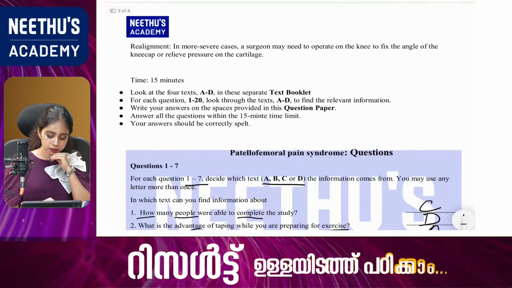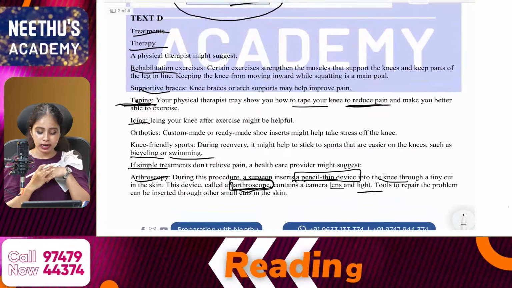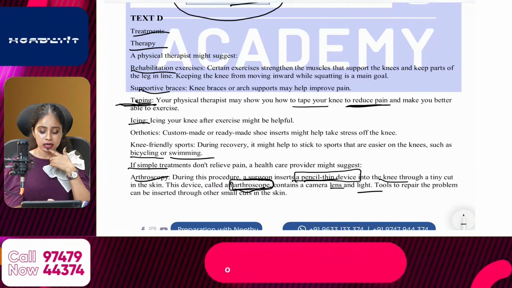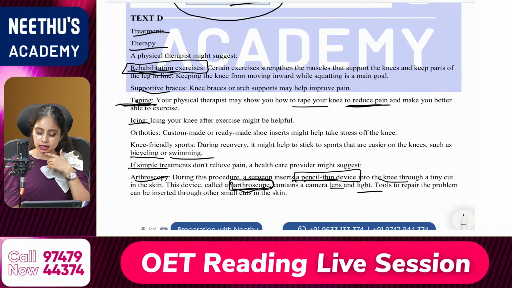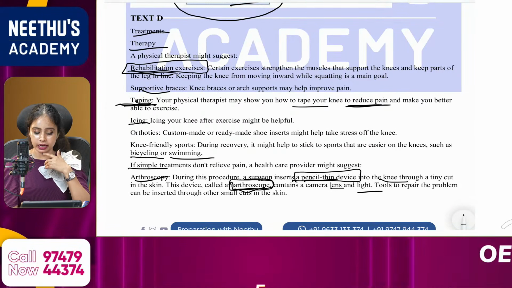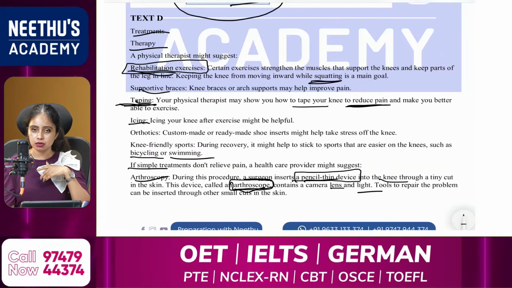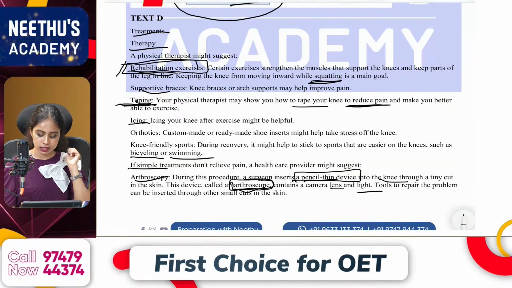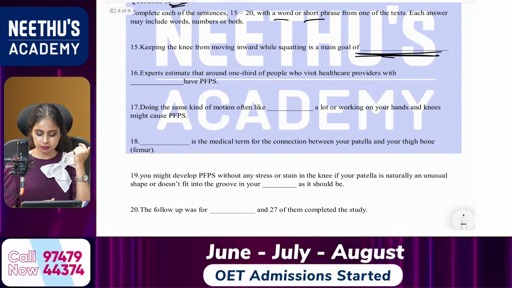Where is it mentioned actually? It is mentioned in text D, the treatments. The first point, rehabilitation exercises: certain exercises strengthen the muscles that support the knees and keep parts of the leg in line. Keeping the knee from moving inward while squatting is a main goal. So what is the answer? Which exercise? It is rehabilitation exercises.